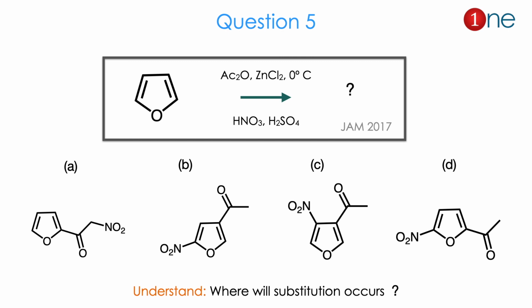Then question number 5. The starting material is furan. You are using acetic anhydride and zinc chloride at low temperature. You are then using nitric acid with sulfuric acid. They ask you to find the product.